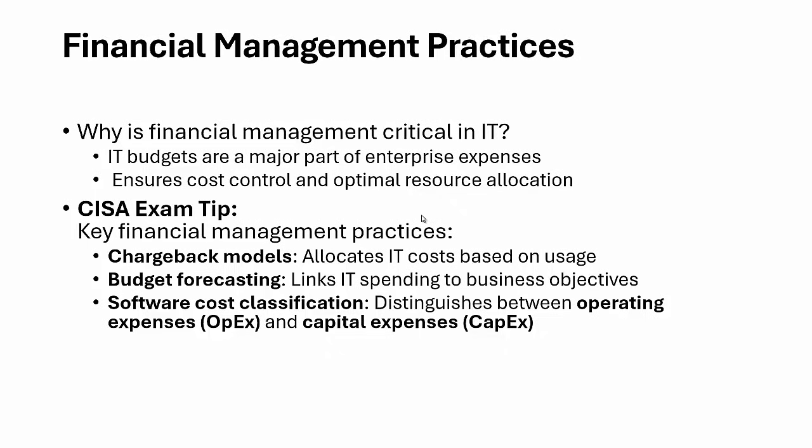Second is budget forecasting. Whenever you're starting any new project, first you do budget forecasting. You link the IT spending to business objectives. Third is basically called software cost classification. We have to distinguish between OPEX and CAPEX. OPEX basically means you pay for the operational expenses. CAPEX means you're paying upfront for something, like hardware capital.